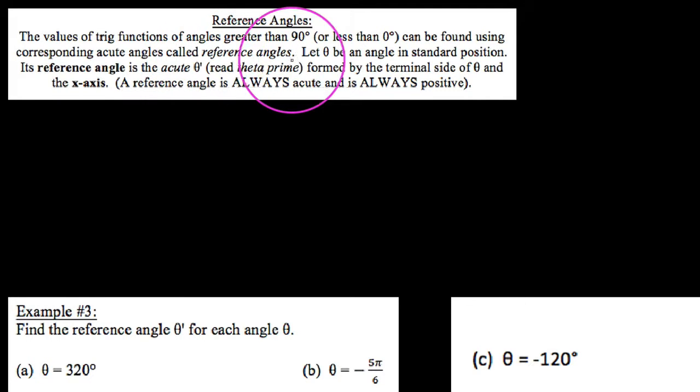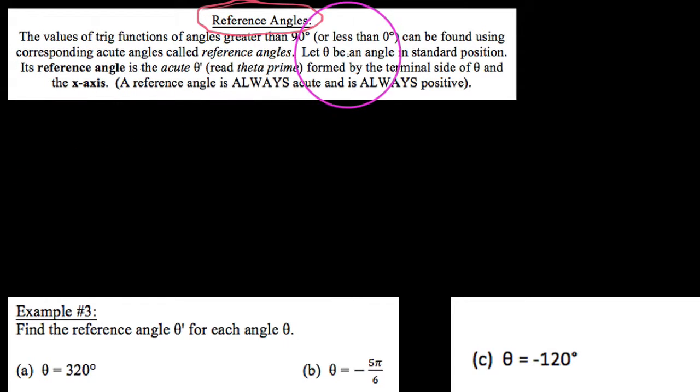That's all fine and everything, but basically in a nutshell, what that means is, if I wanted to find the trig functions of an angle that's bigger than 90 or maybe even negative, I could do it using these nifty little things called reference angles. So if they're so nifty, what the heck are they?